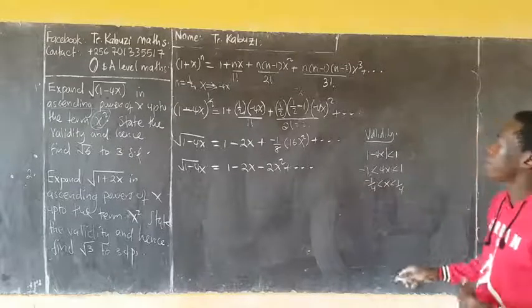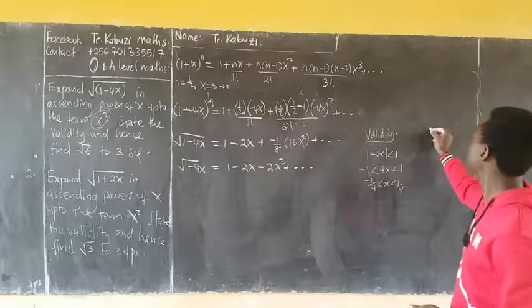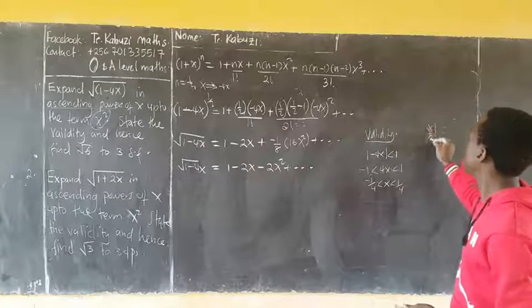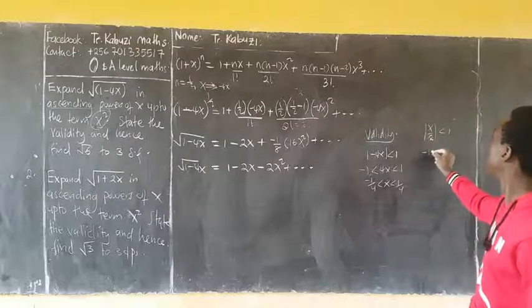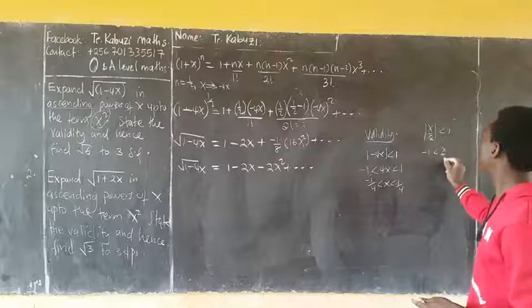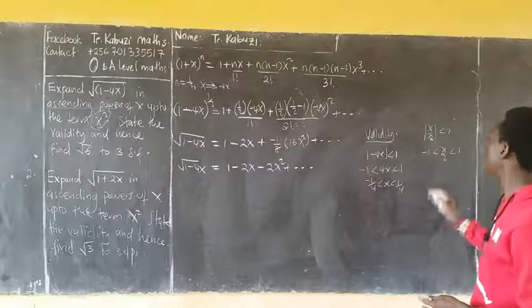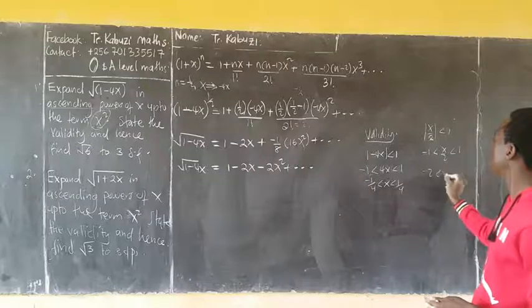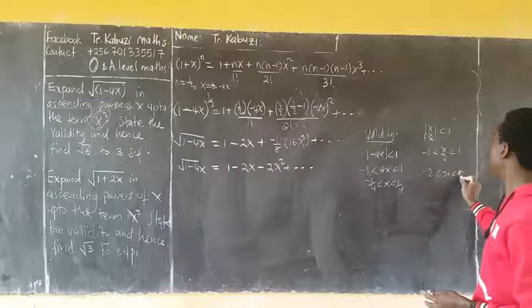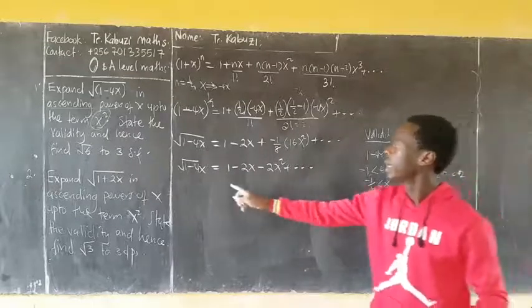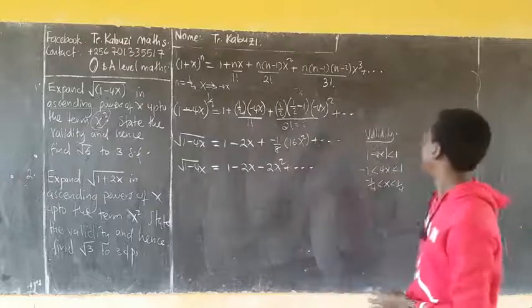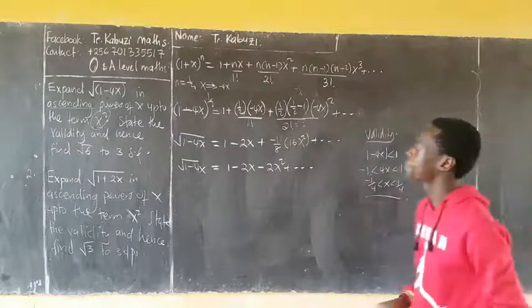If this was maybe x over 2, then the modulus would be negative 1 less than x over 2 less than 1. This should be x, so multiply through by 2. So that would be your validity if this was x over 2. So this is just the binomial expansion.